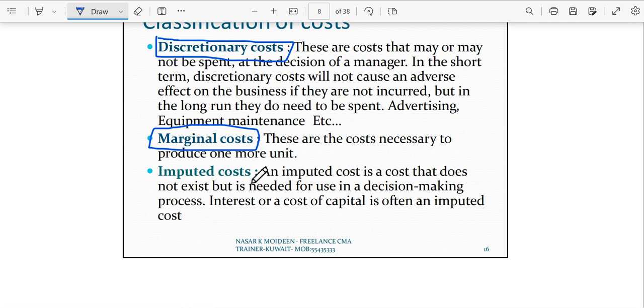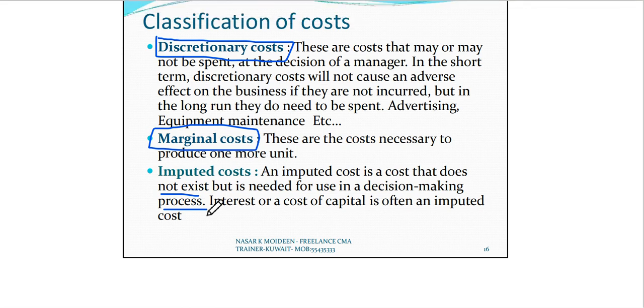Then what we have is imputed cost. An imputed cost is a cost that does not exist but is needed for use in the decision making process. This is the same as opportunity cost that we have discussed. This cost is not actually there, but when we are making a decision we will consider this cost. The interest we discussed, interest foregone or cost of capital, all these are imputed costs.